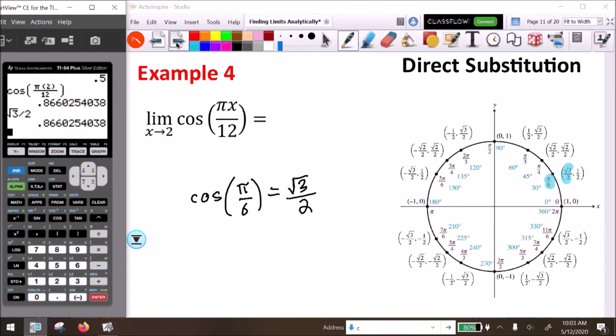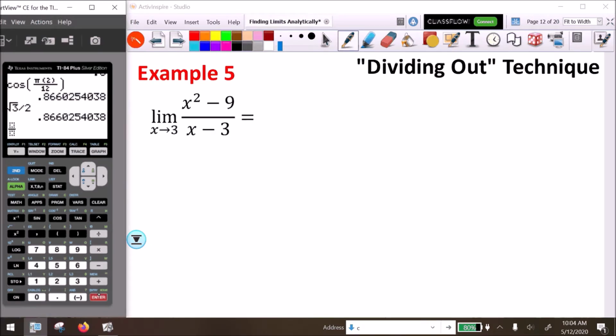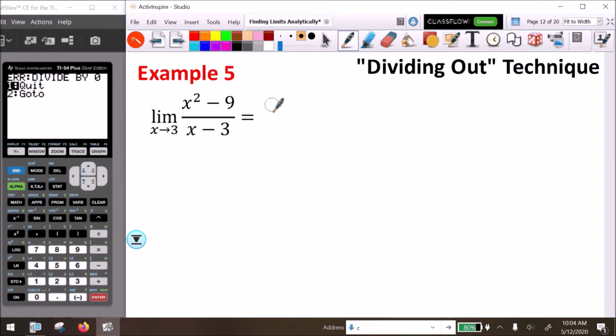Alright, now let's do one where we have to do a little bit of algebraic trickery. This is the dividing out technique. If we were to use direct substitution here, we'd run into a little trouble. We have x squared minus 9 over x minus 3. If I were to directly substitute 3 for x, I'm going to get an error because you can't divide by 0. This is going to equal 0 over 0 when I substitute 3 in for x, and this is called an indeterminate form.